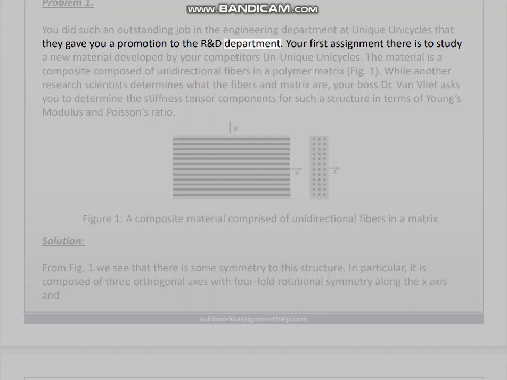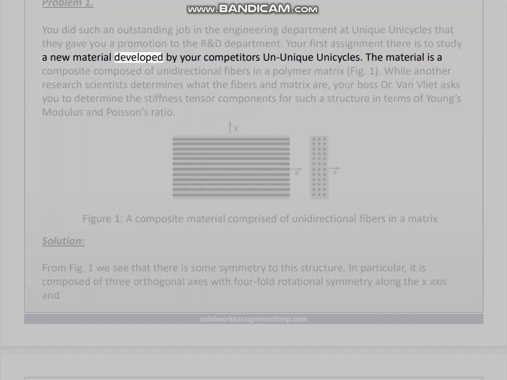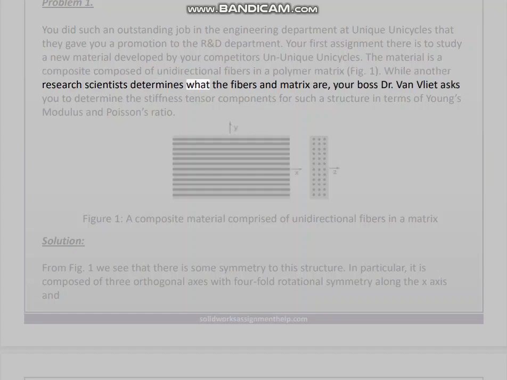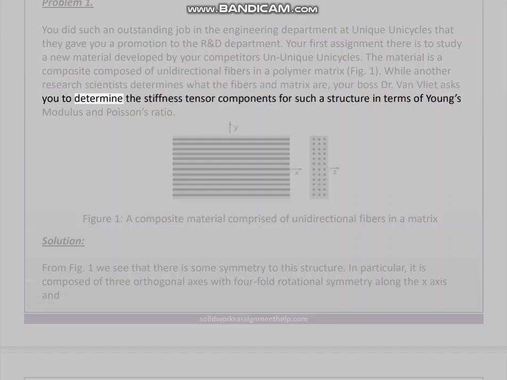Problem 1. You did such an outstanding job in the engineering department at Unique Unicycles that they gave you a promotion to the R&D department. Your first assignment there is to study a new material developed by your competitors on Unique Unicycles. The material is a composite composed of unidirectional fibers in a polymer matrix, Figure 1. While another research scientist determines what the fibers and matrix are, your boss Dr. Van Vliet asks you to determine the stiffness tensor components for such a structure in terms of Young's modulus and Poisson's ratio.